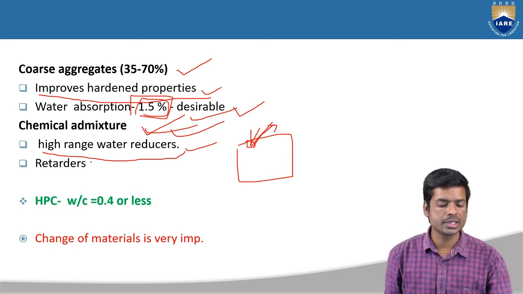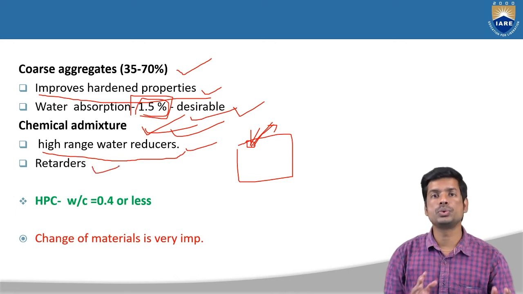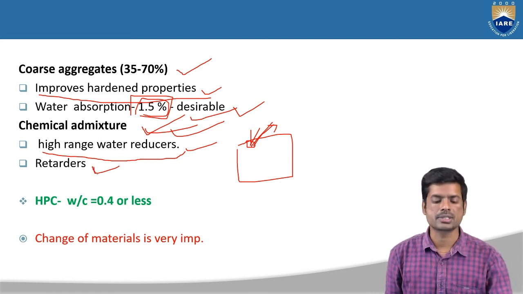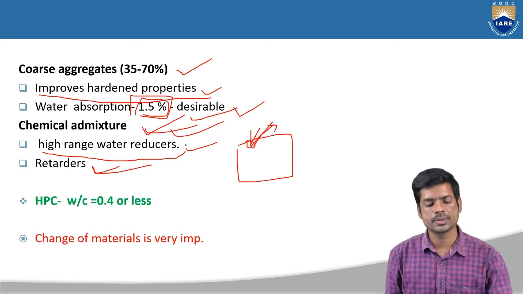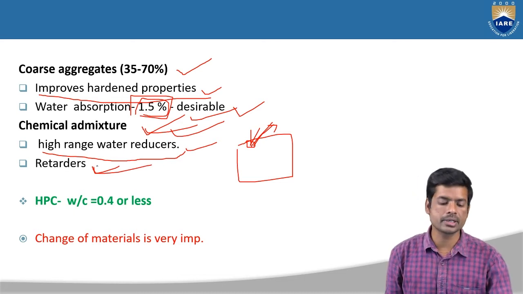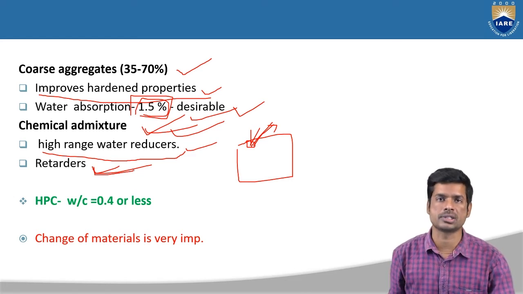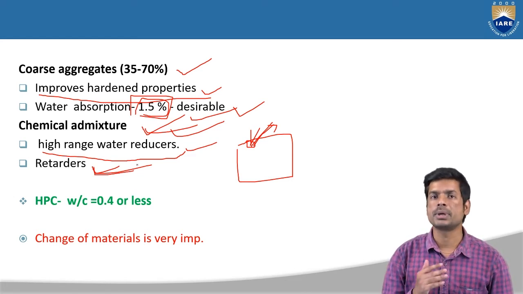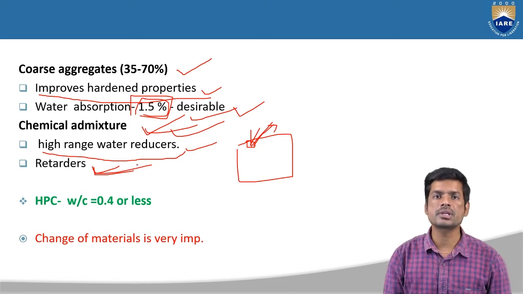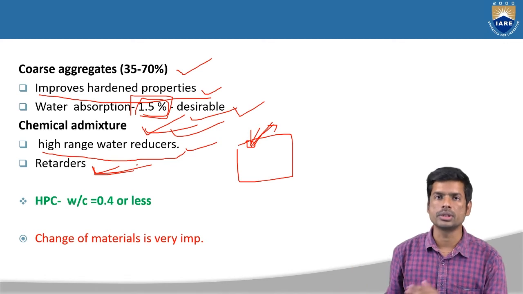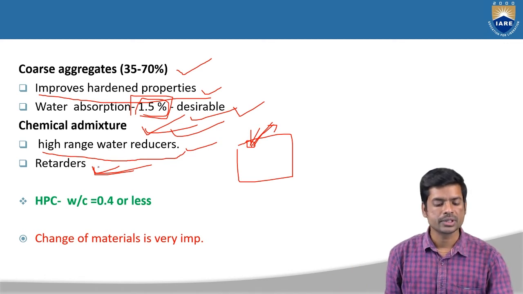And next one is retarders, to make the concrete set very slowly. That means the hydration process will be slow if you add retarders. Earlier we used high range water reducers; retarders are going to slow down the process of hydration, because in some constructions we need some extra time to place the concrete at a site or in a particular mold. There we use these retarders.